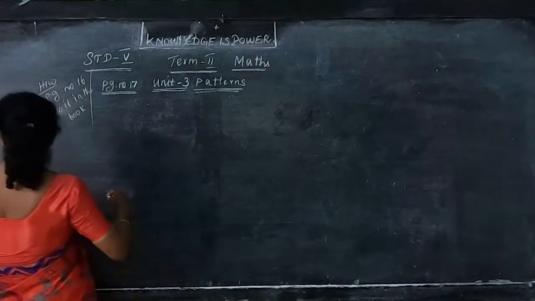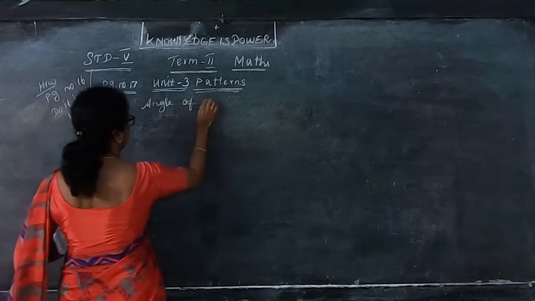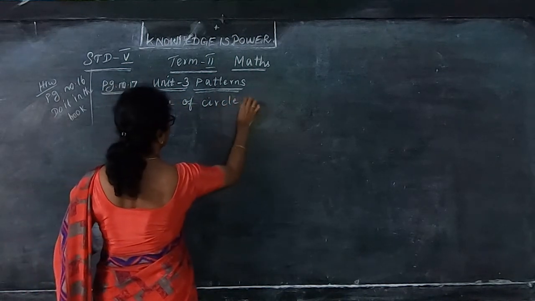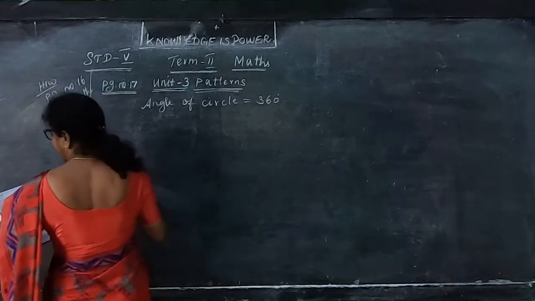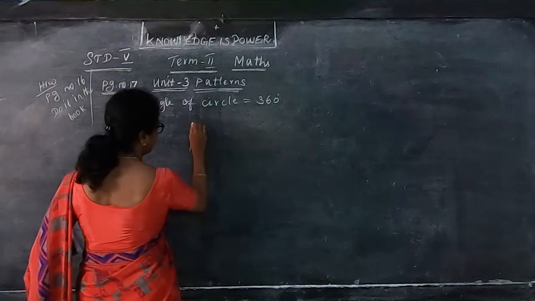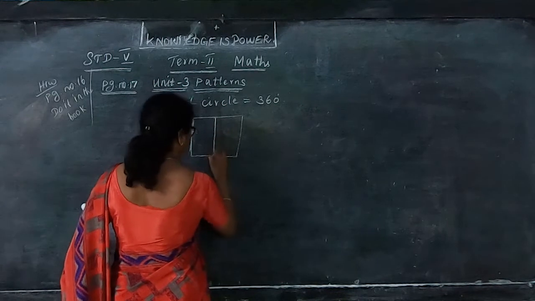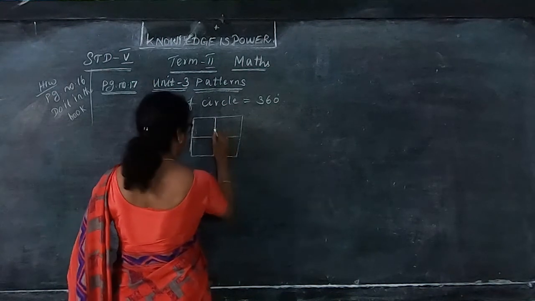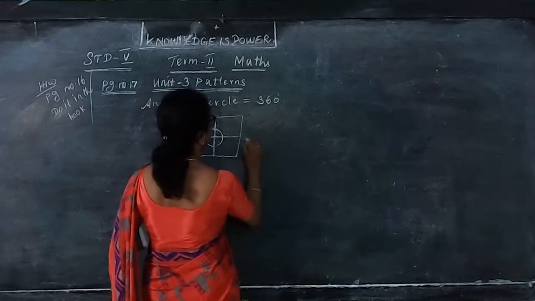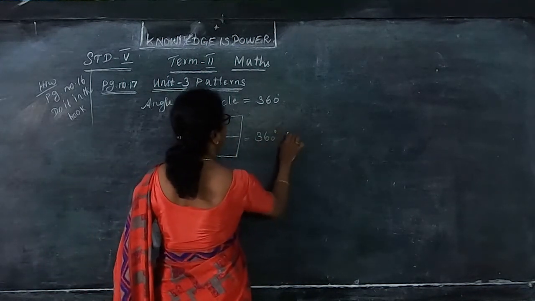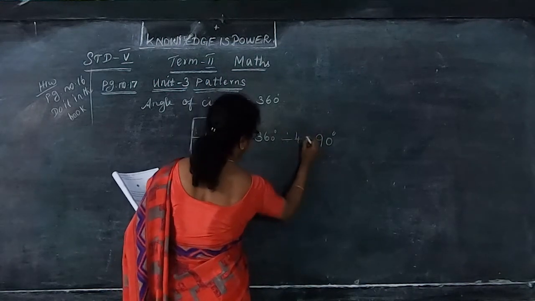See here. Angle of a circle is 360 degree. Angle of circle is equal to 360 degrees. So how can you find out this? Just a square. See. Okay, so here one angle, so it will become like this. Okay, so that is equal to 360 degree divided by 4, that is equal to 90 degree.